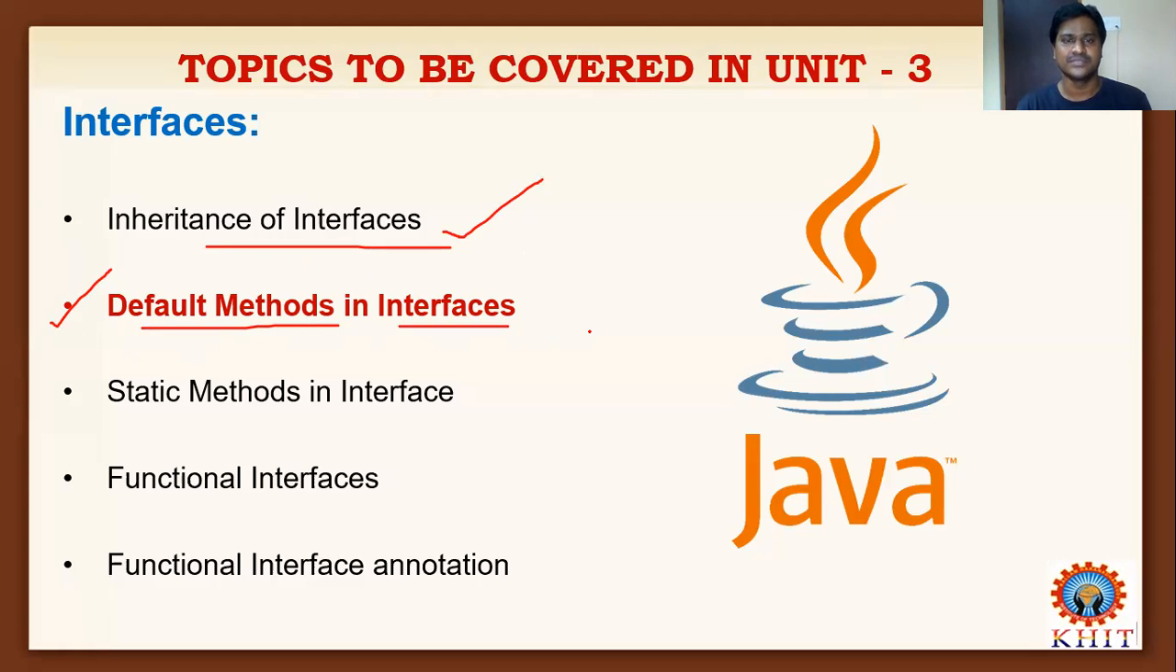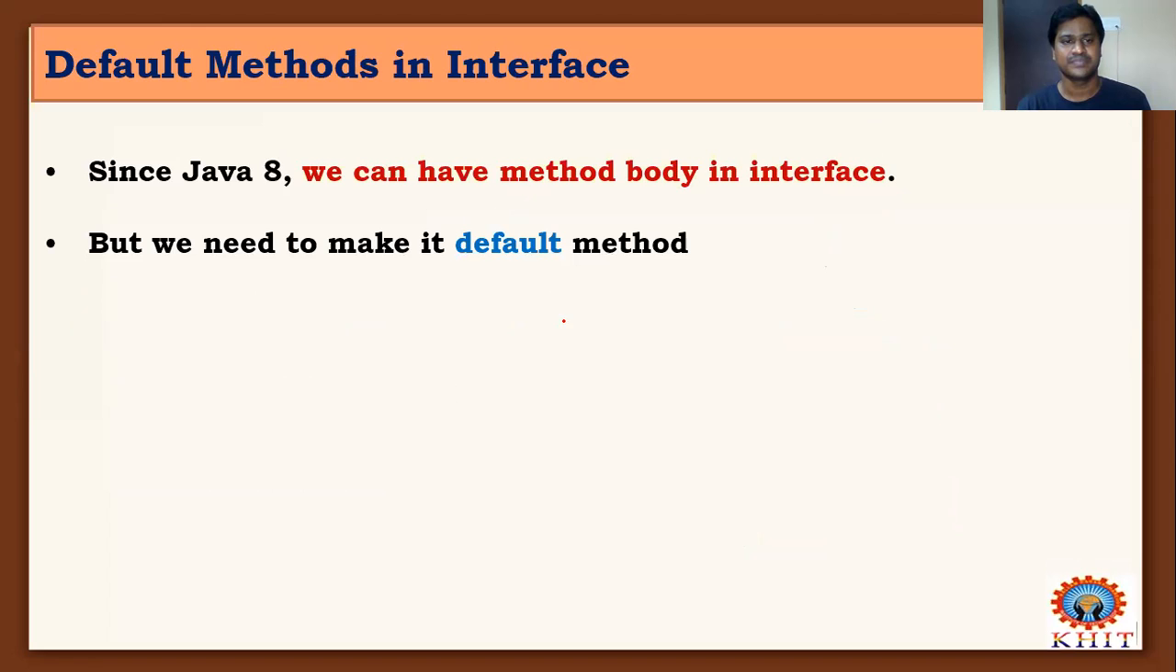Generally in interfaces, only abstract methods are allowed to be defined. But since Java 8, Java supports default methods in interfaces. You will see how this can be achieved. Coming to default methods in interface, from Java 8, we can have a method body.